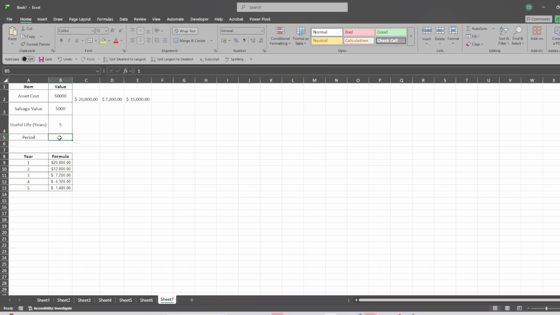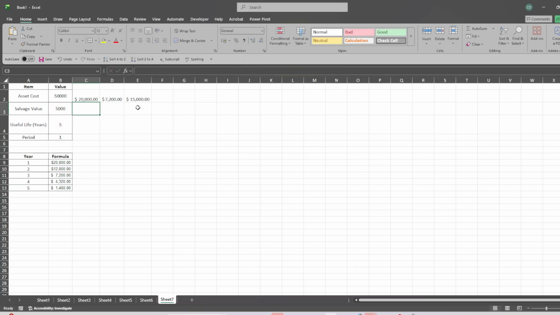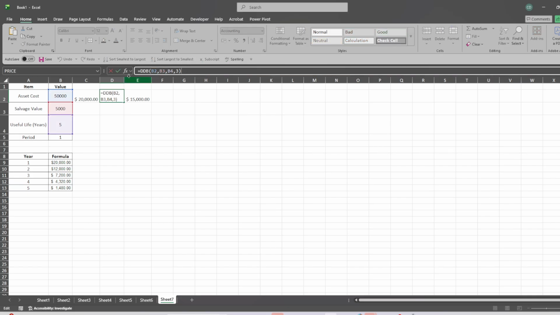In another cell, type equals DDB open parentheses B2, B3, B4, B5 close parentheses. Press Enter, and Excel will return the depreciation expense for the first year. If you want to calculate depreciation for another year, such as the third year, use equals DDB open parentheses B2, B3, B4, 3 close parentheses. This tells Excel to calculate the depreciation specifically for year 3.